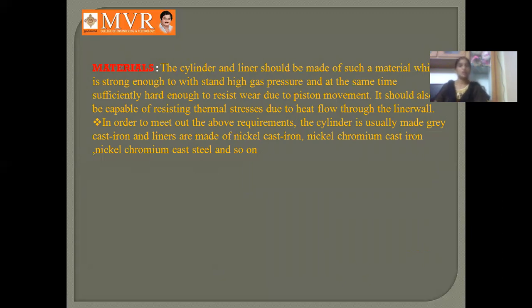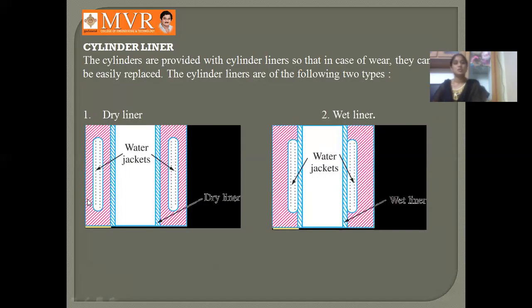The cylinders and liners should be made of different materials which can withstand high pressures and at the same time be hard enough to resist wear due to the piston movement. The cylinder is usually made of grey cast iron and the liners are made of grey nickel cast iron or nickel chromium cast iron, and nickel chrome steel. Steel can also be used. These are the cylinder liners.